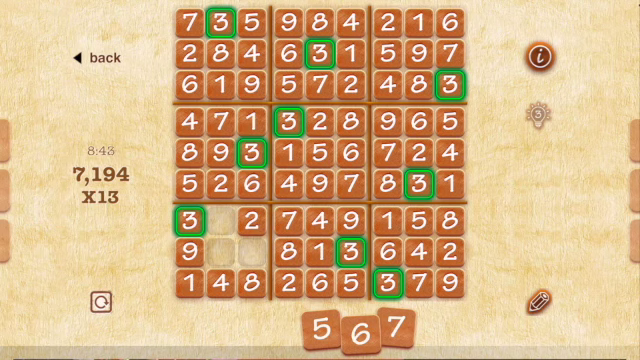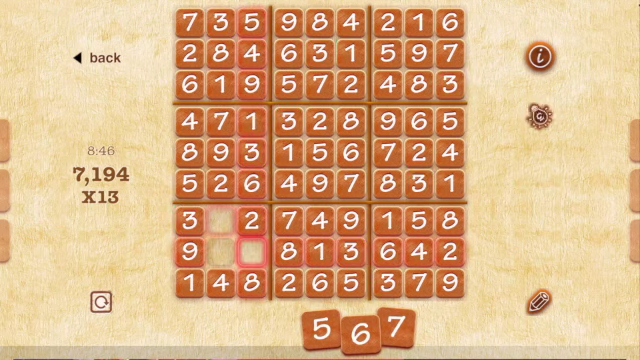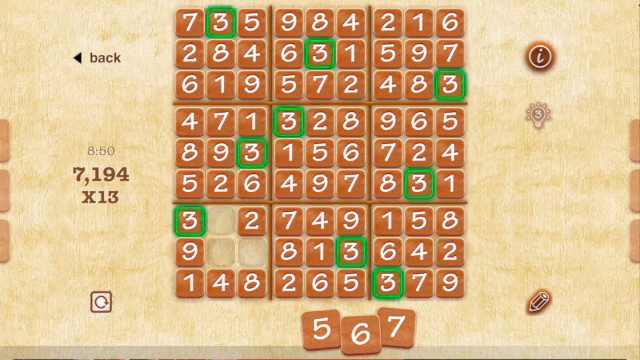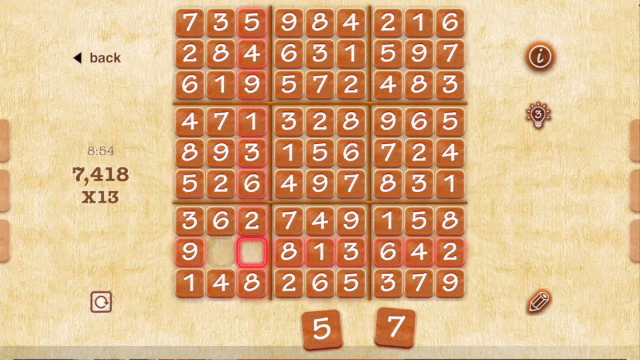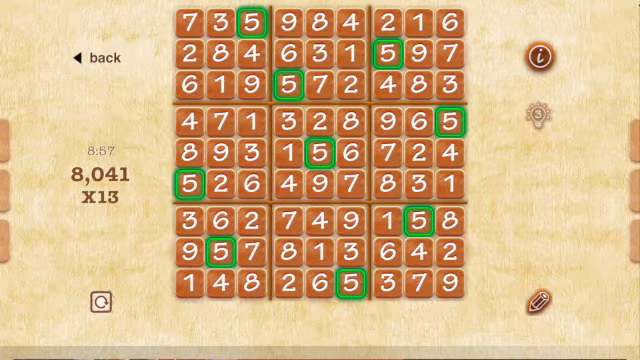2 ways of doing this. This is the last number in the column. This is the last number in the row. So we've got a 1, a 2, 3, 4, 5. Missing a 6, so that's our 6. Down here we're missing the 7, and down here we're missing the 5. Excellent. And that is the whole Sudoku finished.